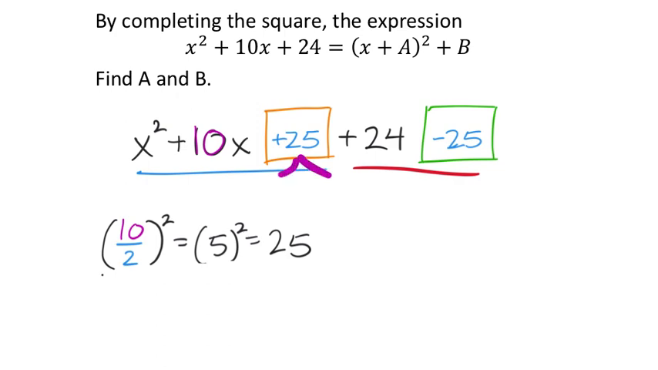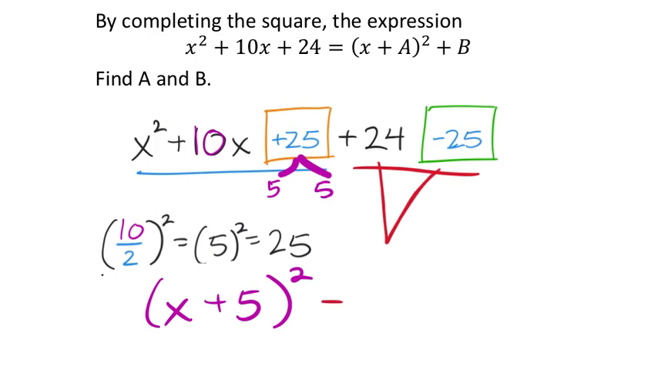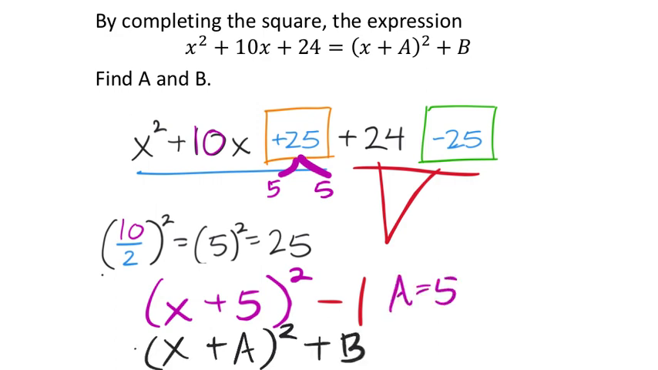But the 25, right? So I can say, all right, my 25 right there, 5 plus 5 is 10, so that would then be x plus 5. I'm not going to do it twice. I'm just going to show a power of 2. And then over here, I've got 24 minus 25, which would be negative 1. And so the way they have it up there, they're saying x plus a squared plus b. Right here, I can see that the a is 5, and then the b is negative 1.